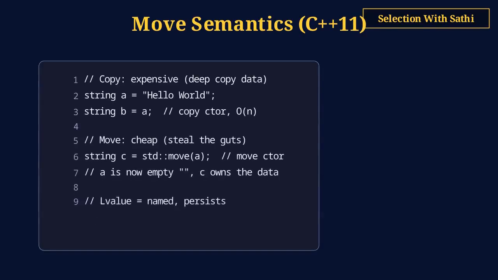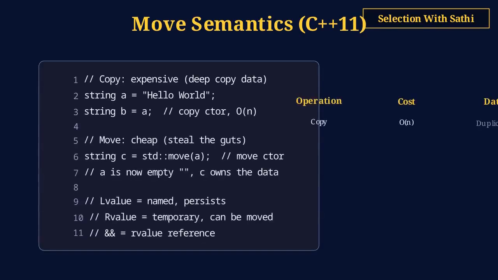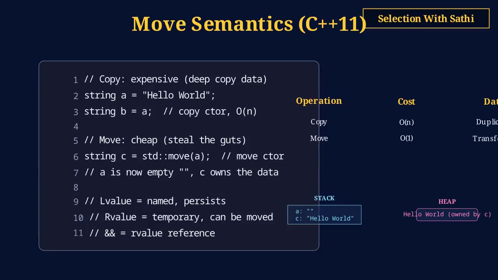In C++, copying a large object like a vector of 1,000,000 elements is expensive, O of n. Move semantics solve this by transferring resources instead of copying them. A move constructor takes an rvalue reference, denoted by &&. It steals the internal data pointer from the source and sets the source to null. This is O of 1, just swapping pointers instead of copying data.